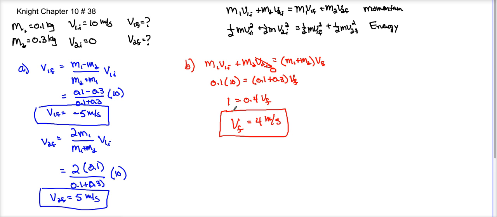So really the big part of this problem is part A, in going through and combining conservation of momentum with conservation of energy to get these two relationships right here, and then solving for the final speeds of the two different objects. So that is Chapter 10, problem number 38.